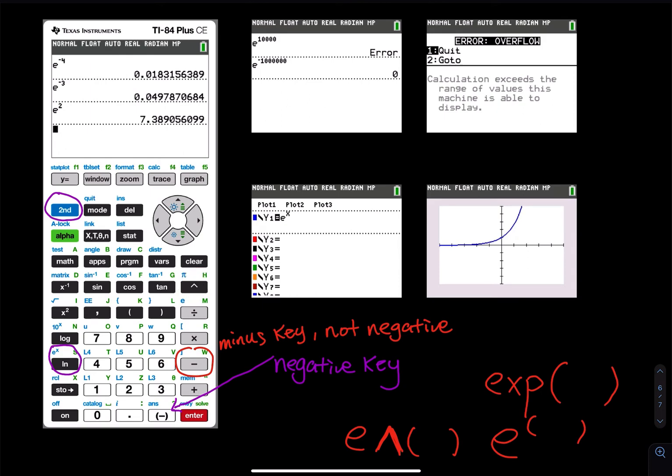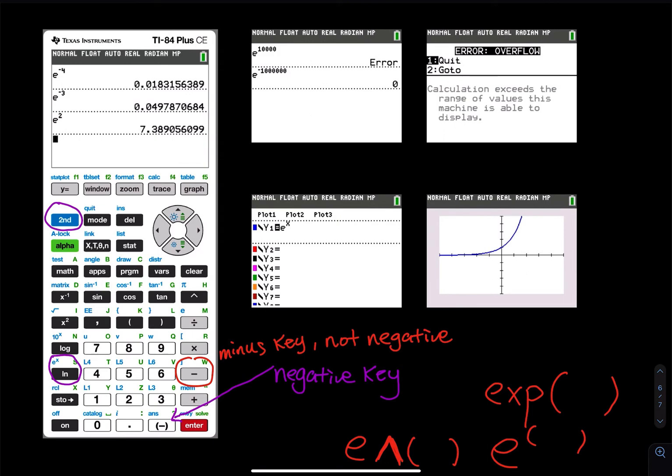So you press second, then the ln key, and then you input a positive, negative, or zero power. What if you make the exponent really big, like e raised to the 10,000 power? That means 2.7 raised to the 10,000 power, which is just infinity. Why is there an error? The error is an overflow. Overflow means the result has many digits, is very long. This calculator is not able to hold that many digits, so that's why it gives you an overflow message.